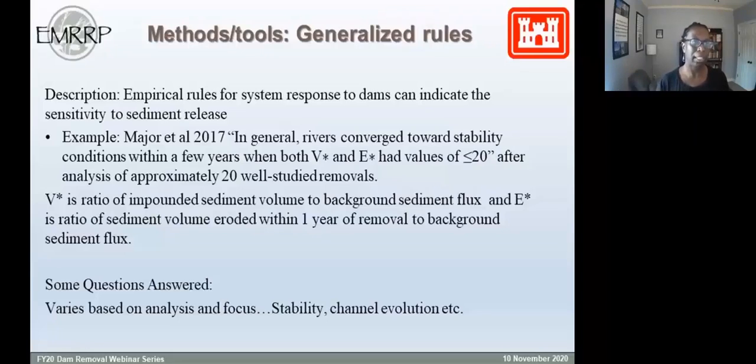They didn't have to go out into a specific site and pull a lot of data. They just looked at some well-studied removals. So generally, some of the questions that could be answered through this type of technique, well, actually the sky's the limit, because once you start pulling that kind of data, I'm sure that there are all types of trends and empirical relationships that you can develop. But definitely things like the stability and channel evolution and so forth.